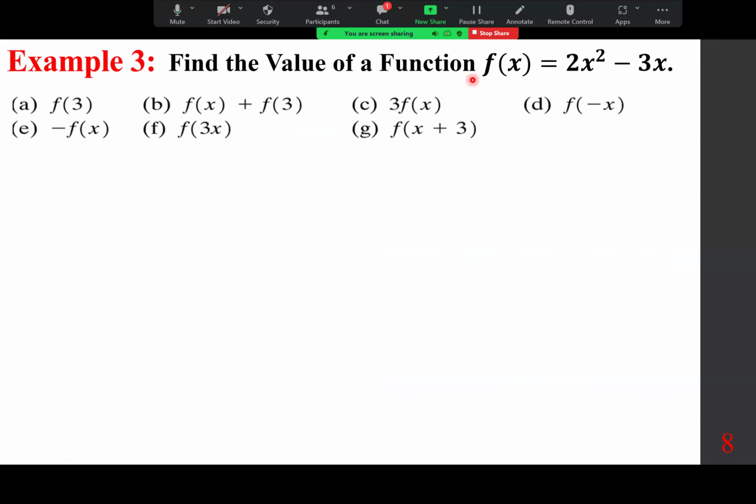Find the value of a function f of x equals 2x squared minus 3x for all of these cases, starting with part A, f of 3. Just plug in 3 into this. So this is 9. 2 times 9, 18, minus 9 is 9.